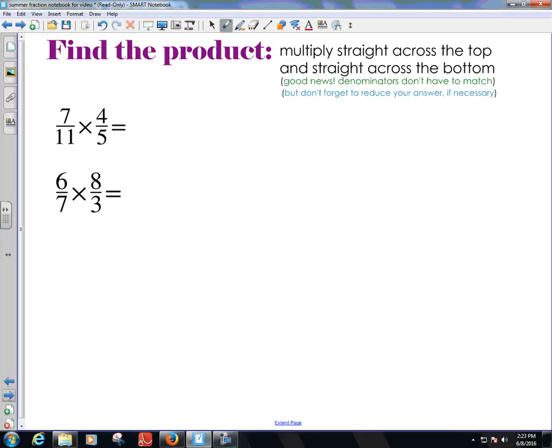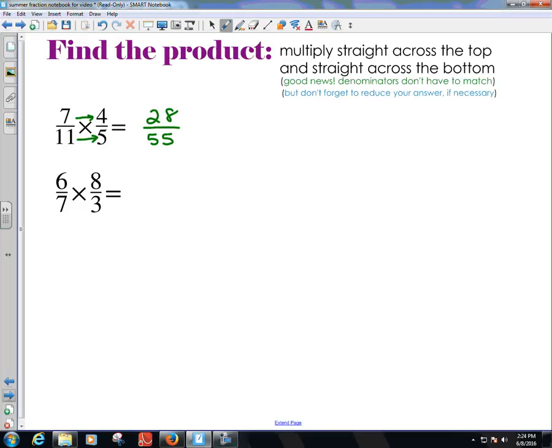When I multiply fractions, I multiply straight across the top and I multiply straight across the bottom. So 7 times 4 is 28, and 11 times 5 is 55. And I might need to ask myself, can I reduce that?